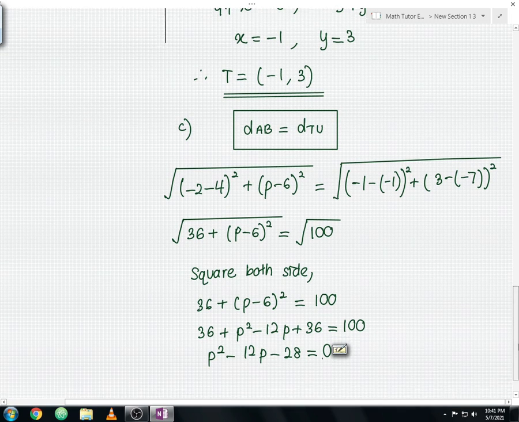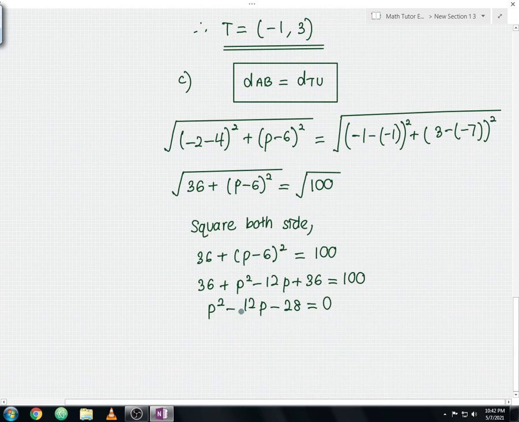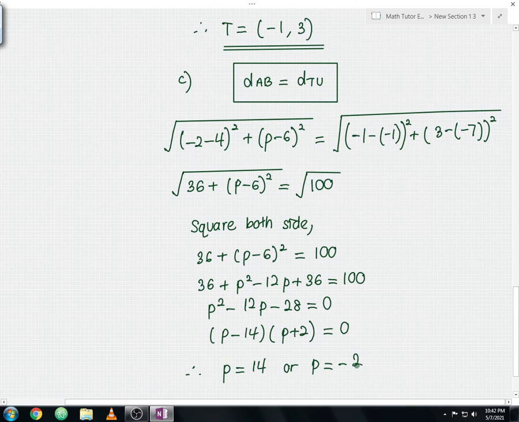So let us factorize this. When you factorize this, you should get P minus 14, and then in a bracket, P plus 2 equals to 0. So from here, you should get your P value equals to 14 or P value equals to negative 2. So these are the possibilities of the P values, guys. Let me underline the solution for the question part C.